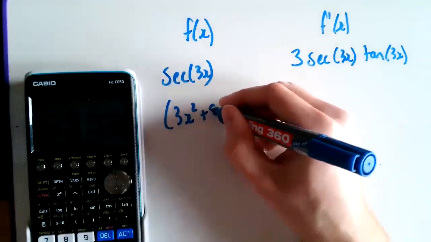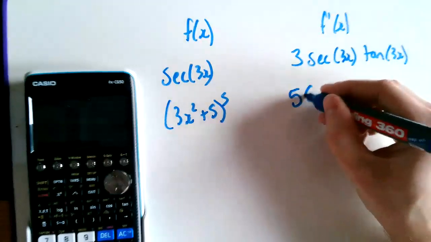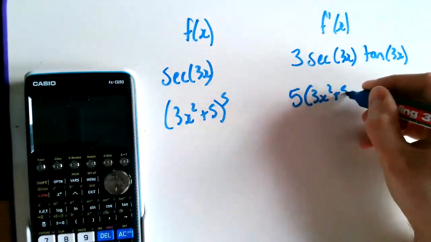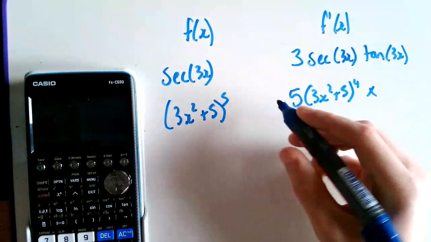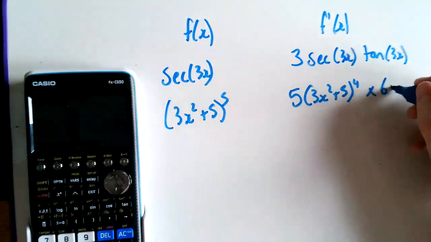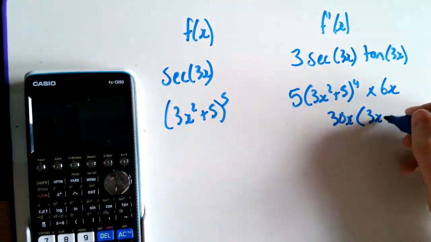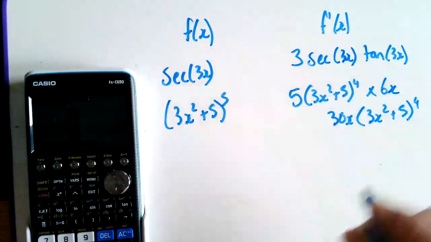3x squared plus 5 to the power 5. Well, power goes to the front. Take away 1 from the power, as always. But I have to times it now by the derivative of the bracket, which gives me 6x. That gives me 30x, 3x squared plus 5 to the power 4.